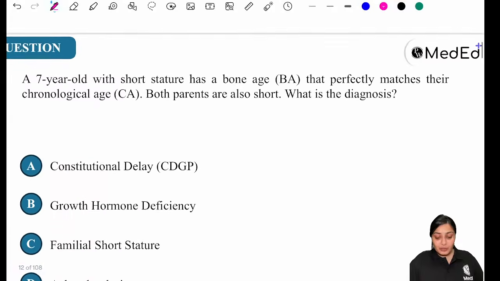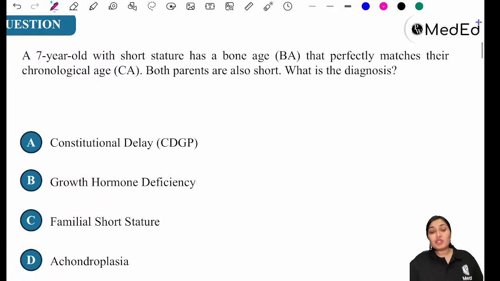Now let's move to the next question. A 7-year-old child with short stature has bone age that perfectly matches their chronological age. So bone age is equivalent to the chronological age. Both parents are also short. What is the diagnosis? So always remember, parents short, child short. This is nothing but familial short stature.